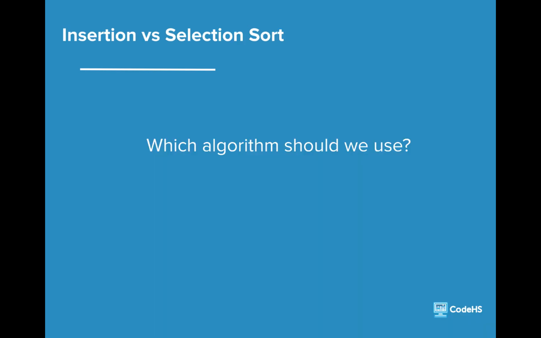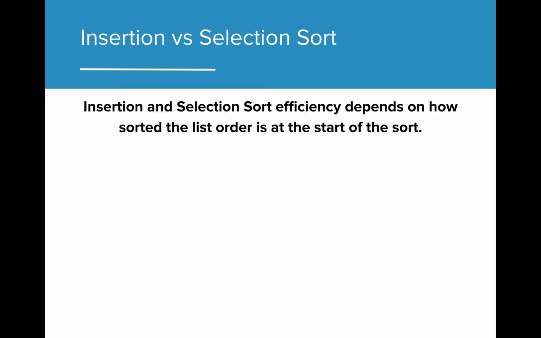So, which algorithm should we use? And why do we have more than one way to sort? The efficiency of each sorting mechanism depends on how sorted the list order is at the start of the sort. Given that both sorting mechanisms use different strategies to search, the approach impacts which types of lists are best for each sort. Suppose we had two arrays. Array 1 is an array that is almost sorted, and array 2 is in reverse order.